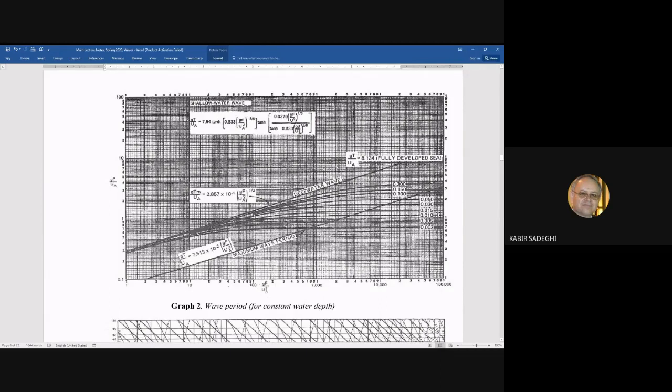These are the values written on the curves. We have here groups of curves. Therefore, according to the input that we have, first we should select one curve. It was D over GT squared, something between 0.3 and 0.1. It's near to 0.3. Therefore, you can follow a little lower than this curve and go to the end.